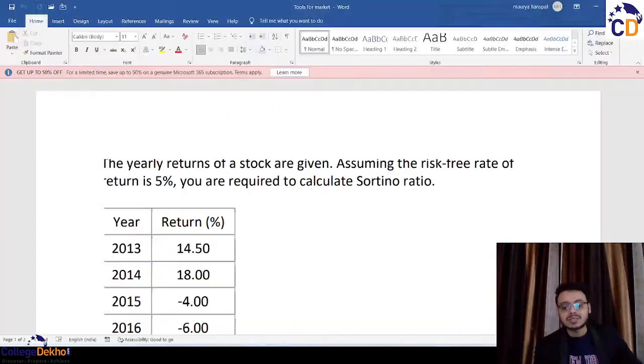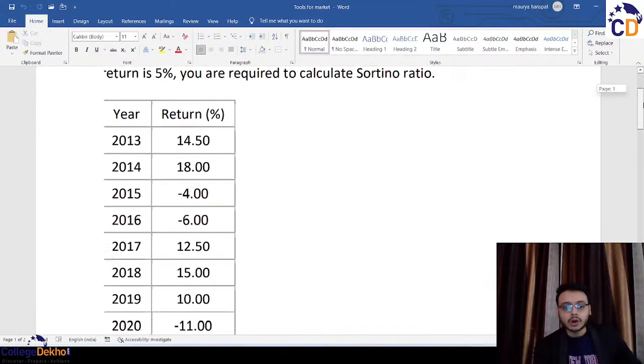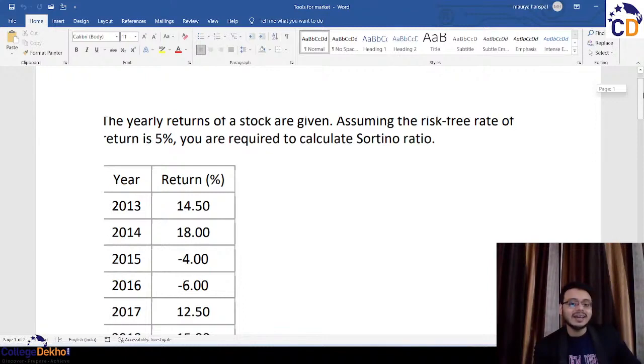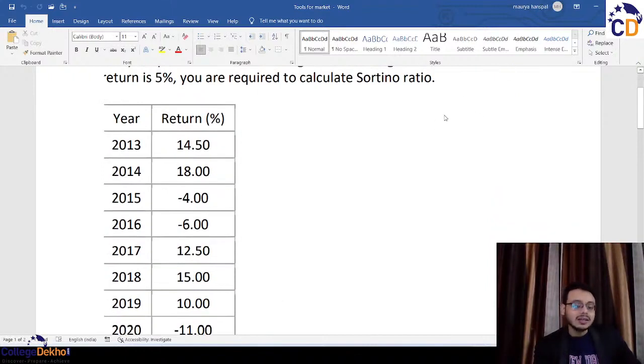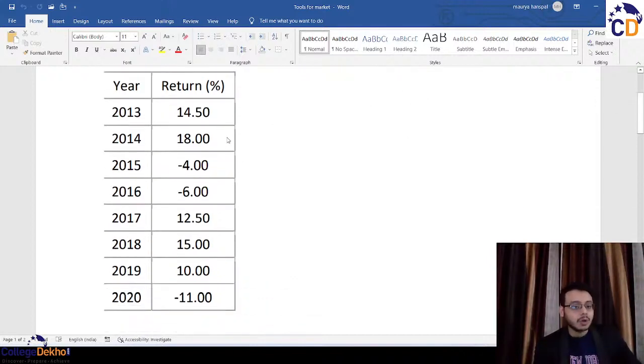For that, I have specifically created a kind of numerical for you in the Word document. So it basically says the yearly returns of the stock are given. Assume the risk-free rate is 5% and calculate the Sortino ratio. Now these yearly returns have been given to you. These yearly returns are nothing but the holding period returns, and we know how to calculate these returns from the stock prices. So these are some of the returns given to you, and both the positive as well as the negative returns are given to you.